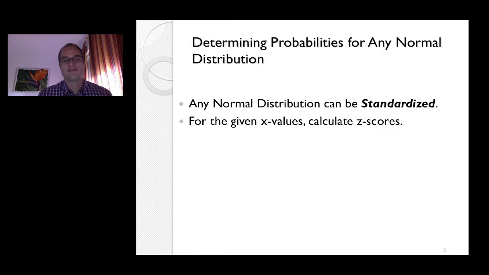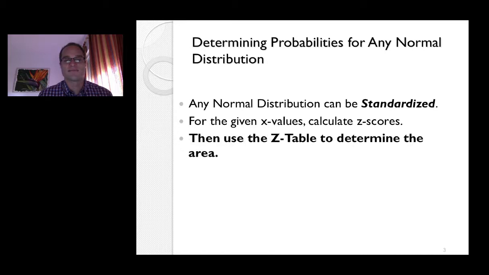For given x values, we calculate z-scores. This is the method of standardization. And then we're going to take the z-score and go to the table and find associated probabilities.